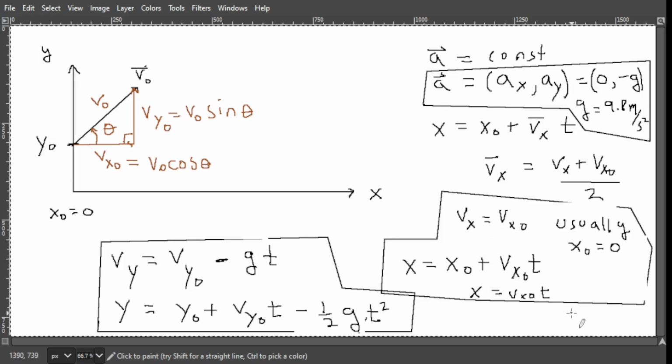So that wraps up our derivation of the 2D kinematic equations for projectile motion. Next we're going to want to do some examples of solving projectile motion problems using these equations.